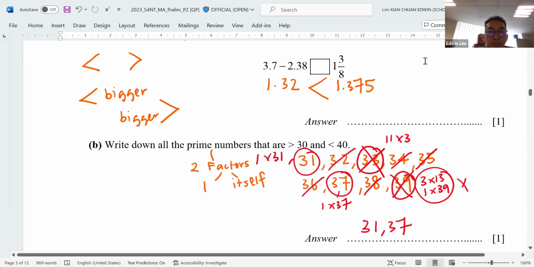All right, so this is a solution to question 1 to 3.